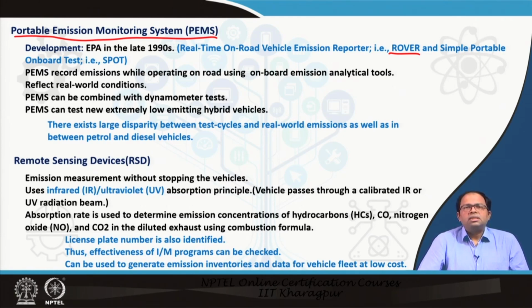In this kind of test, not only do we measure the concentration, but we also capture the license plate of the particular vehicle. We identify that by taking a photograph, and this test is effective to check how effective our existing maintenance and inspection programs are, because most cars may show a PUC certificate, so everything appears under control, but on road we can see very high levels of pollution. So this is a sort of second check, and it could be used to generate emission inventories and data for the vehicle fleet at very low cost.